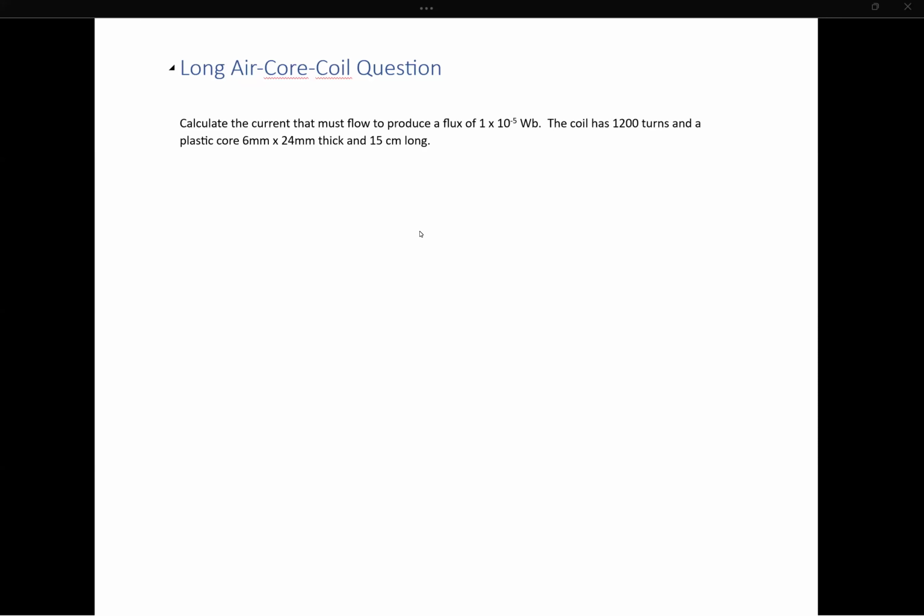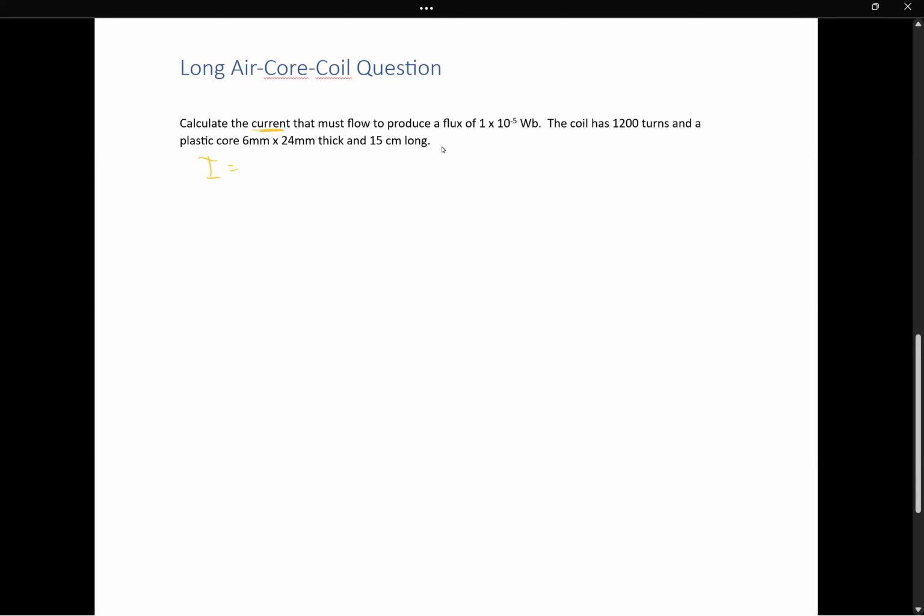This is just a long air core coil question, and you can look at my video about what long air core coils are in magnetic circuits and why they're used. They're used to make inductors and transformers for very high frequency applications, often used in audiovisual equipment. Here you are going to calculate the current that has to flow.